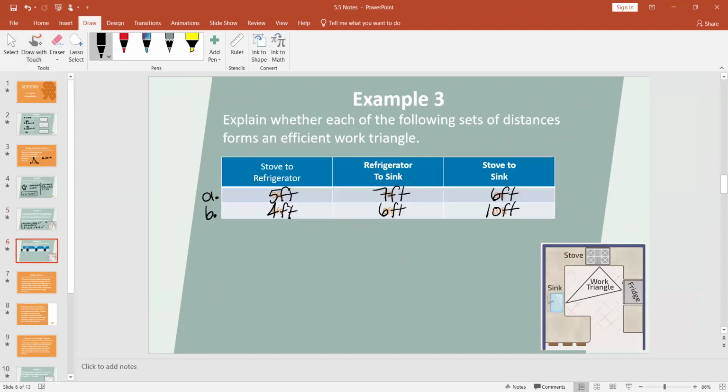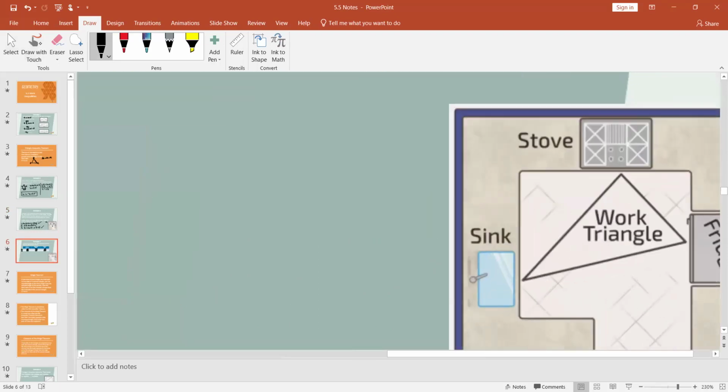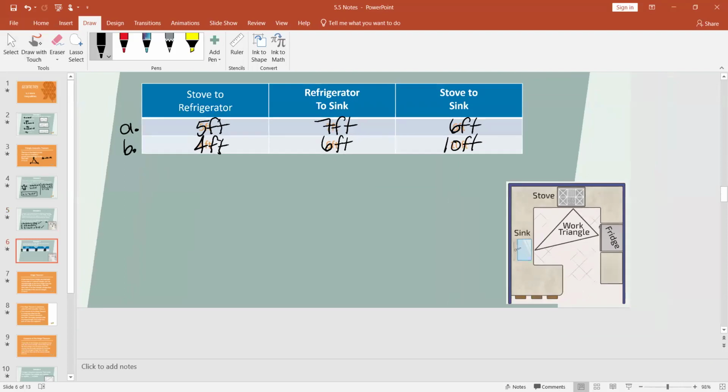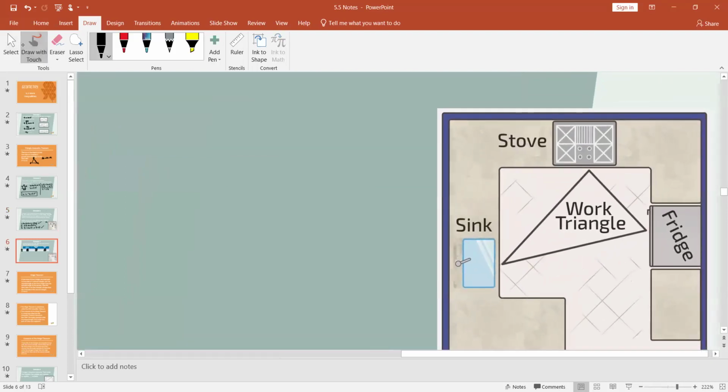Right. I'm going to use the other image for B. So this one, we had what? 4, 6, and 10. Wait, that's the shortest, refrigerator to sink. Okay, sorry. 4, 6, and sink to stove they had as 10.